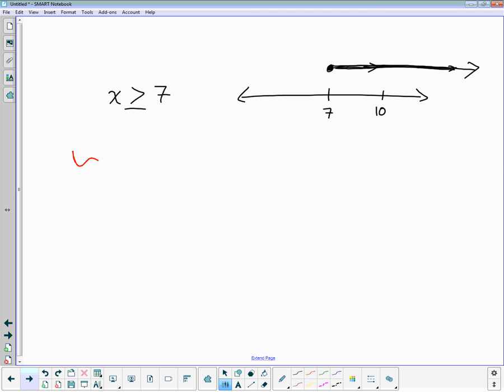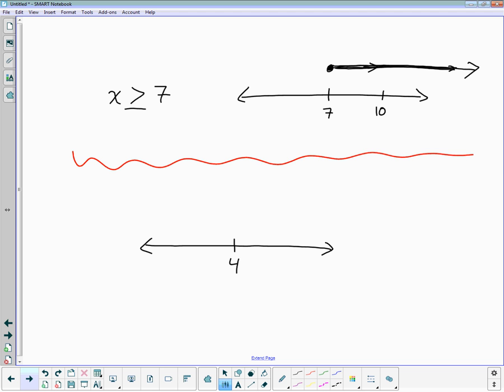How would I write, if I were to give you and ask you what you mean, what would you say? Just a second. Somebody over here. How would I write that as symbols? Numbers and symbols. Jeremiah.